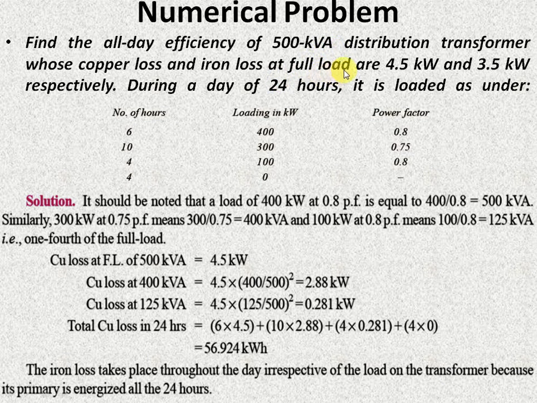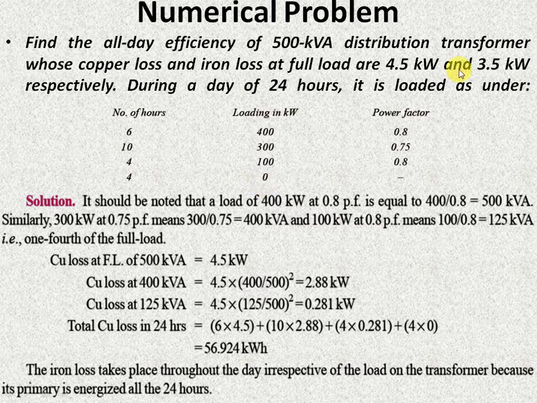Copper loss and iron loss values are also given. You are asked to find the all day efficiency. The loading pattern is given here. A day consists of a total of 24 hours. For the first 6 hours, the loading is 400 kilowatt at 0.8 power factor. For the next 10 hours, this transformer is loaded with 300 kilowatts at a power factor of 0.75. Similarly, the next 4 hours are also given here.